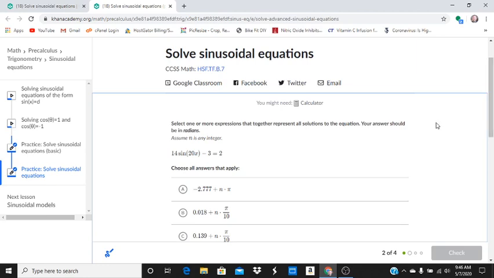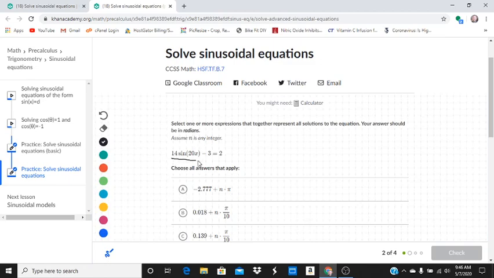Equations. So we're going to select one or more expressions that together represent all solutions to the equation. Our answer should be in radians. We're going to assume n is any integer. So we're going to start to work this equation out.